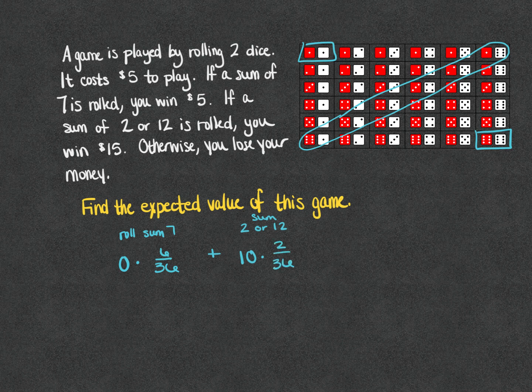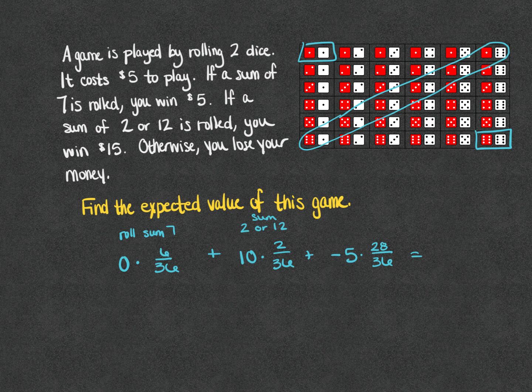Or we could roll anything else. So anything else, let's see, we've taken care of 6 plus 2, 8 of the outcomes. So there are 28 outcomes that are losing outcomes. And if that happens, we're going to lose our money. So we're going to lose the $5 that we paid to play this game.